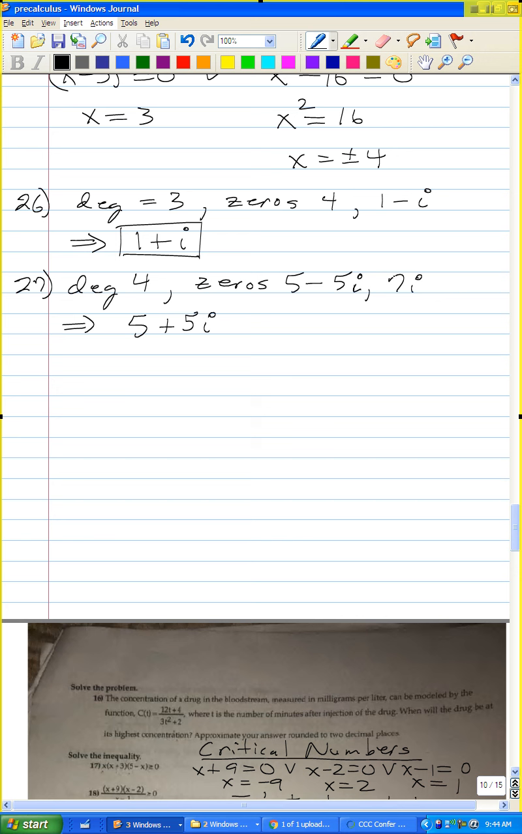Similarly, since 7i is a root, and since all the coefficients in your polynomial are real, then negative 7i, the conjugate, is also a root. Since there are 1, 2, 3, 4 roots, and the degree of the polynomial is 4, I have found all the roots. And I am done. Any questions about that?